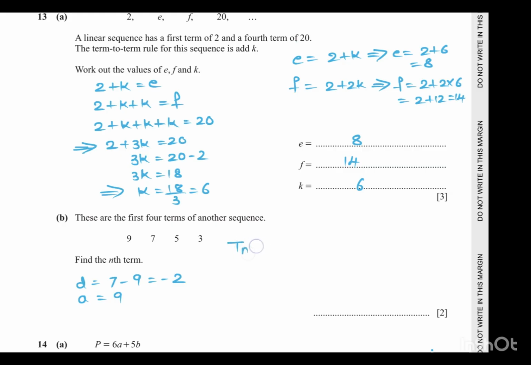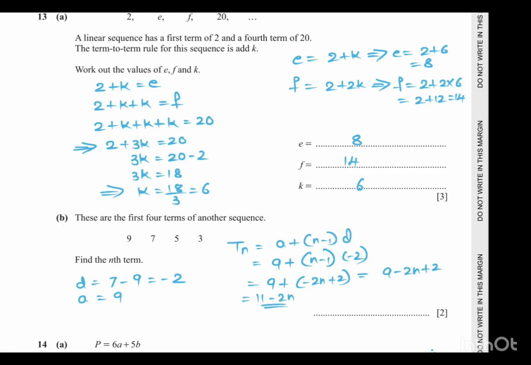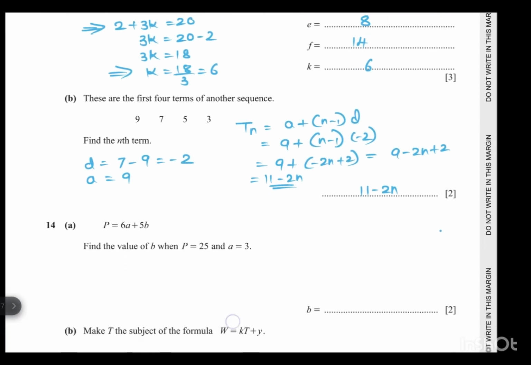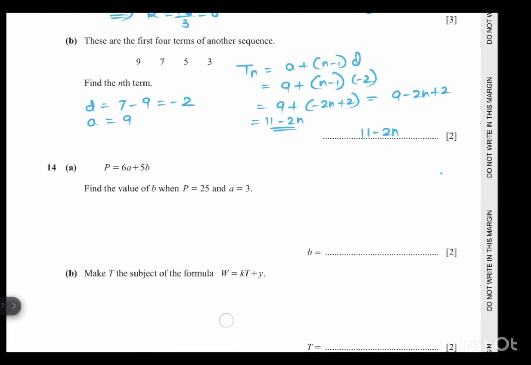Then the nth term formula is A plus n minus 1 into D. Using that, find 9 plus n minus 1 into minus 2. This will give you 9 minus 2n plus 2. So 9 plus 2 we can add here, so it will be 11 minus 2n. So the nth term is 11 minus 2n. Question number 13 is done. Now question number 14.